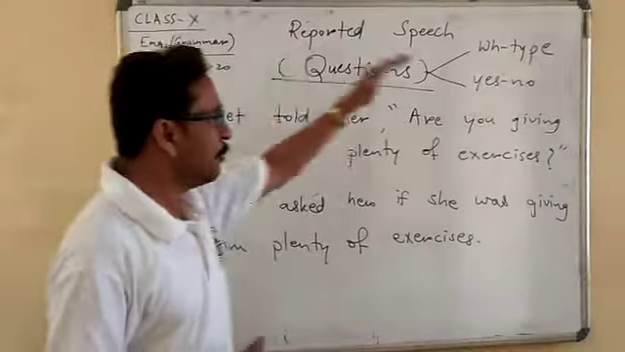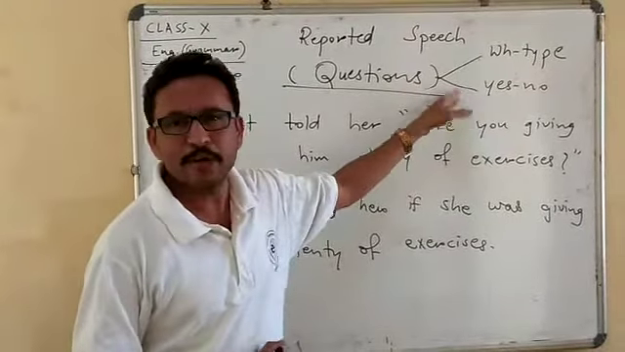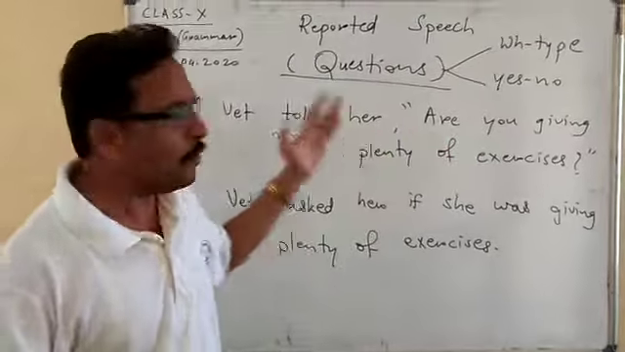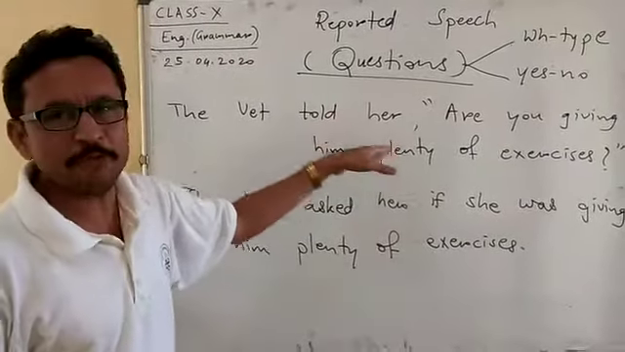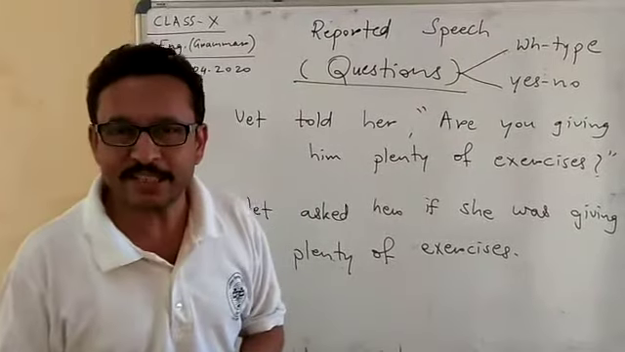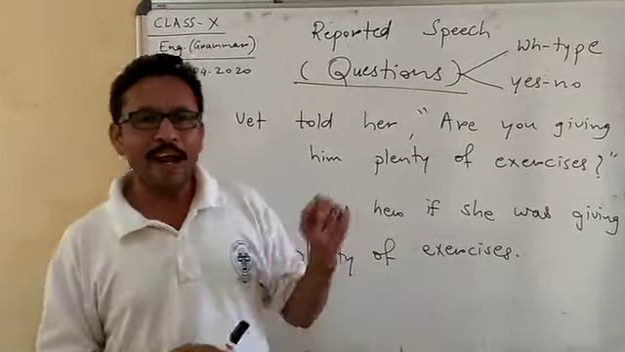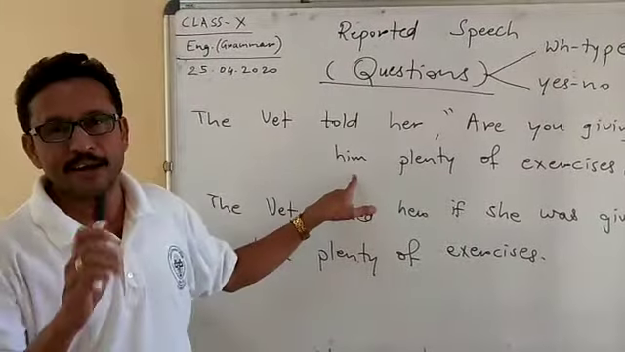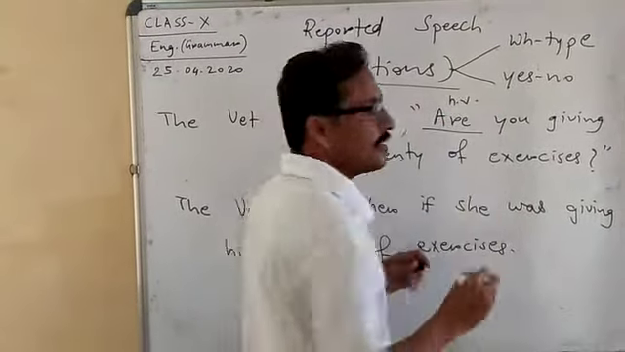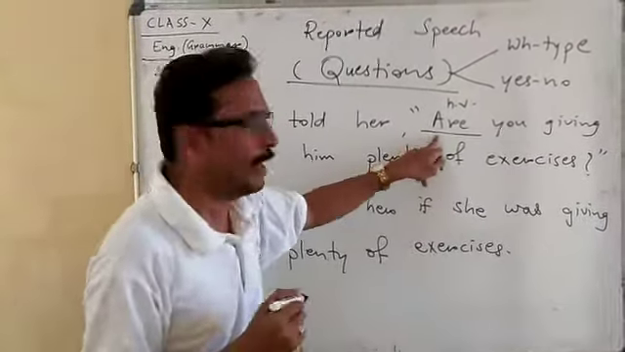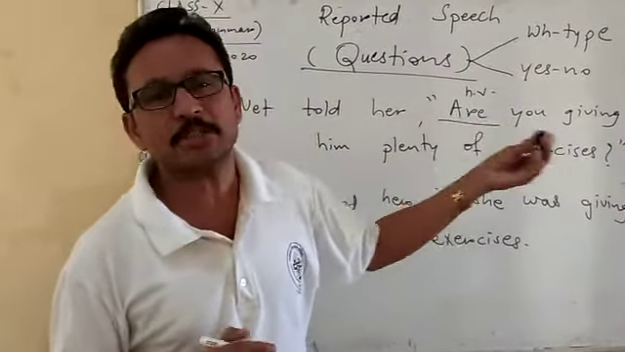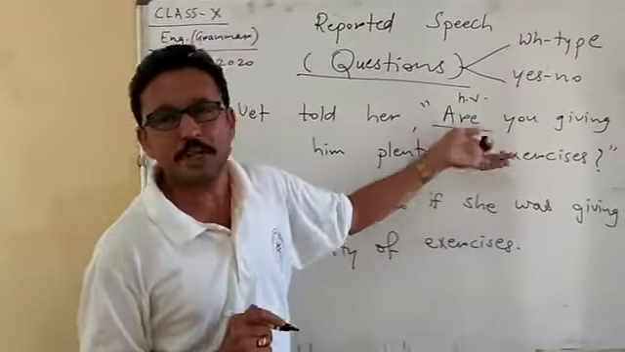Now after the WH type of question, let us move forward to the yes/no type of question, which is also known as a verbal question. How to convert the yes/no type of question from direct to indirect speech. The waiter told her, are you giving him plenty of exercises? First let us try to understand why we call this a yes/no type of question. Number one, it begins with the helping verb. It doesn't begin with a question word, but it begins with a helping verb, and the answer of this question will invariably begin either with yes or no. That is why this is called a yes/no type of question.